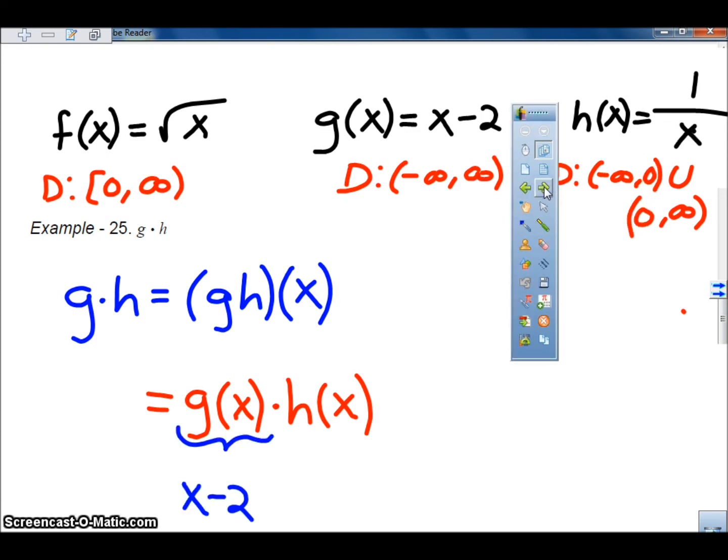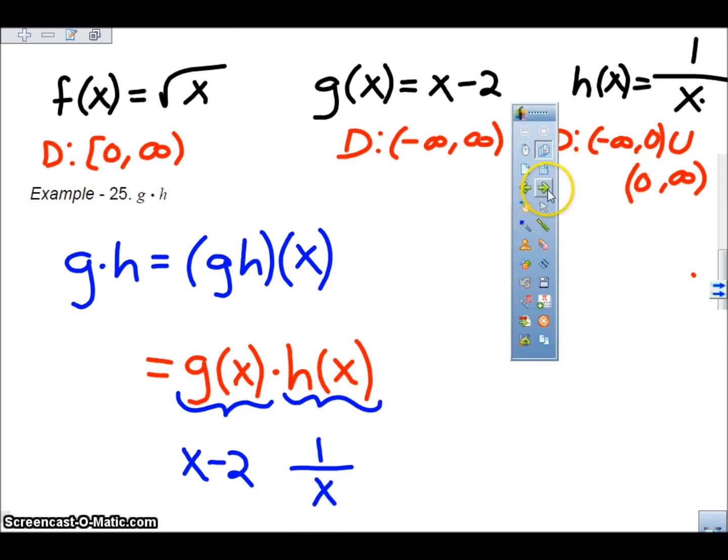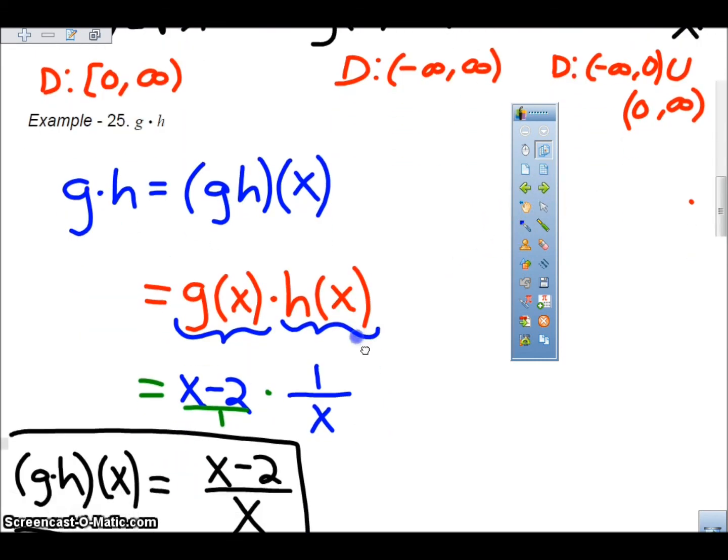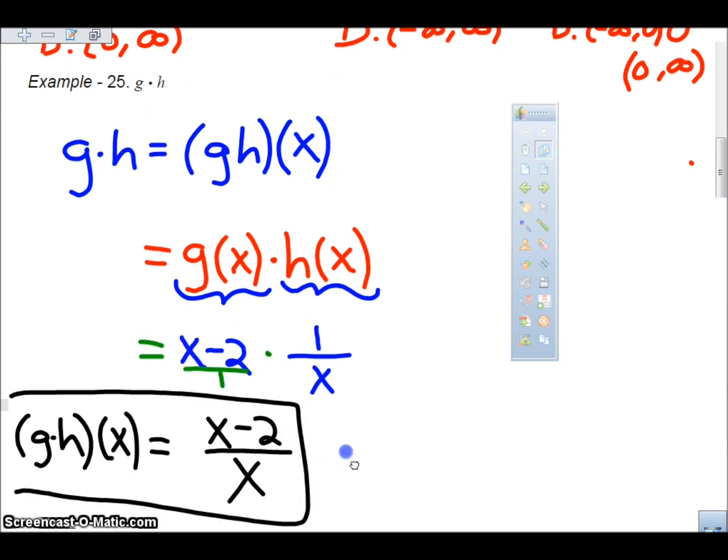So in place of g of x, we're going to plug in x minus 2, because g of x is equal to x minus 2. For h of x is equal to 1 over x, and so in place of h of x, we're going to plug in 1 over x. And what we want to do with these two functions is multiply them together. And we are multiplying it to a fraction, right? x minus 2 is getting multiplied to a fraction, so be careful how you think about that. Think of x minus 2 as a fraction. Think of it as being over 1. And when you multiply these together, you end up getting x minus 2 over x.